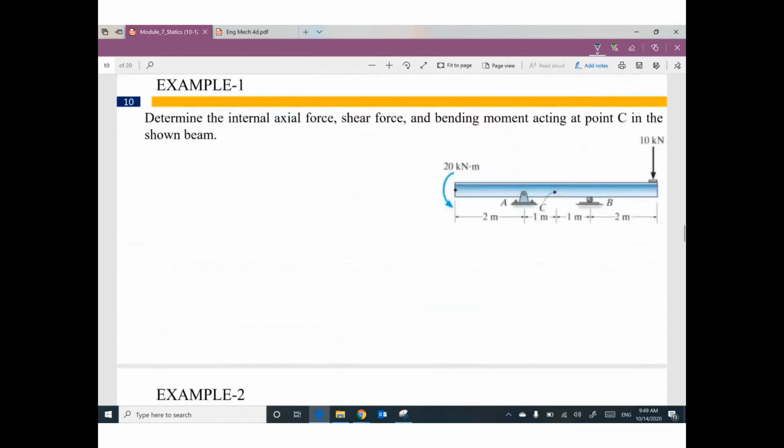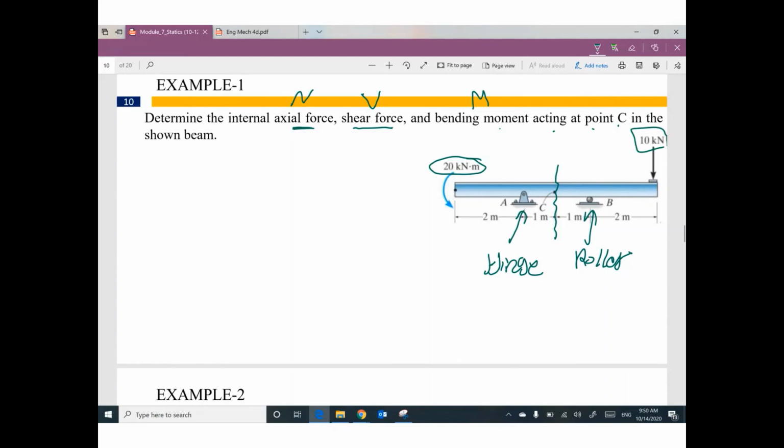We have the first example. What is required? Determine the internal axial force, capital N, shear force, capital V, and bending moment, capital M, acting at point C. We have a beam. We have a hinge support at A. We have a roller support at B. We have a moment here. We have a concentrated load here.